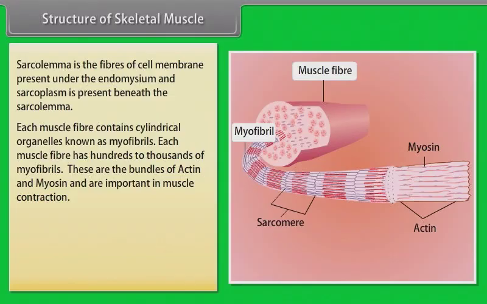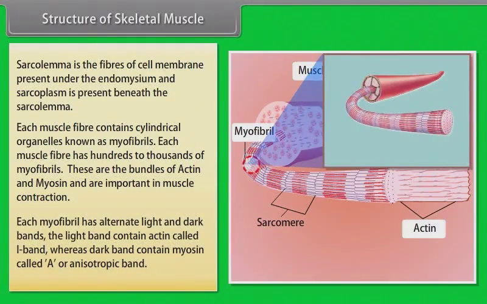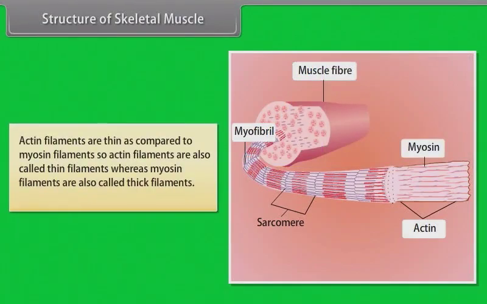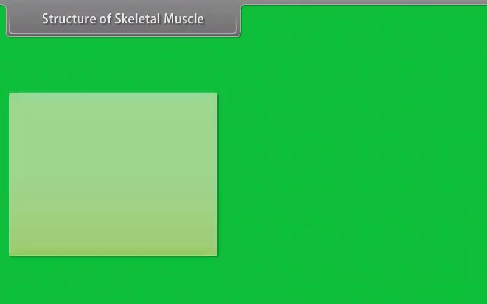These are the bundles of actin and myosin and are important in muscle contraction. Each myofibril has alternate light and dark bands. The light bands contain actin, called the I band, whereas the dark band contains myosin, called the A or anisotropic band. Actin filaments are thin as compared to myosin filaments, so actin filaments are also called thin filaments, whereas myosin filaments are also called thick filaments.